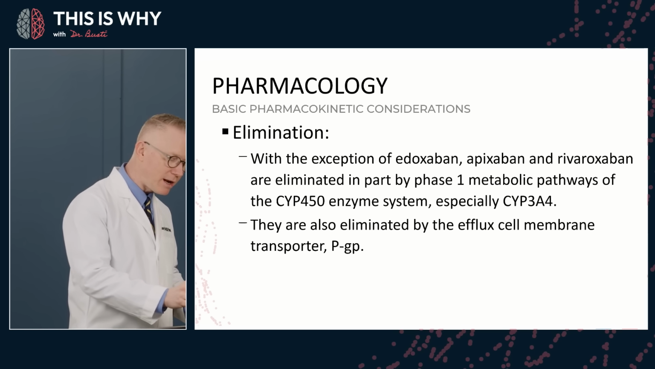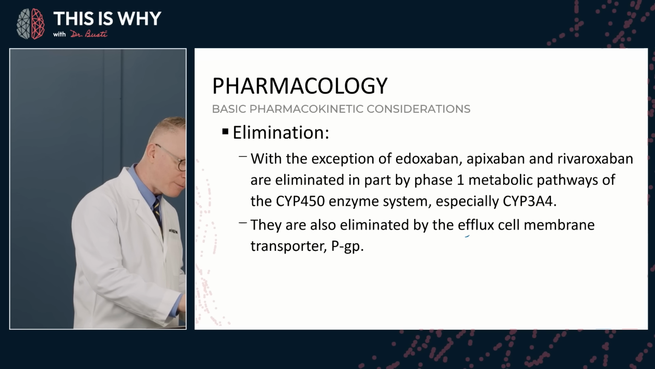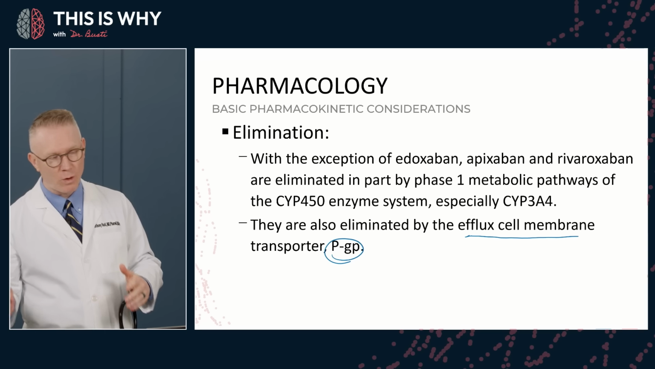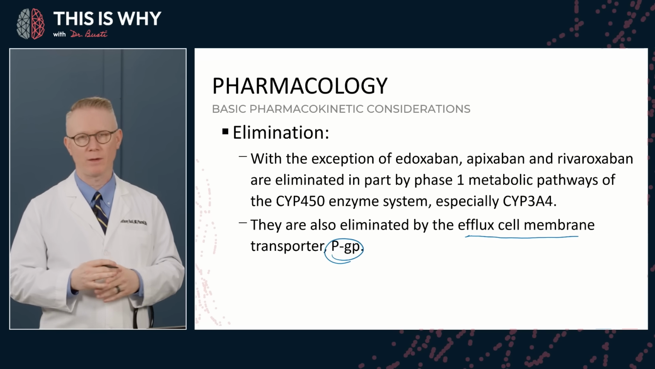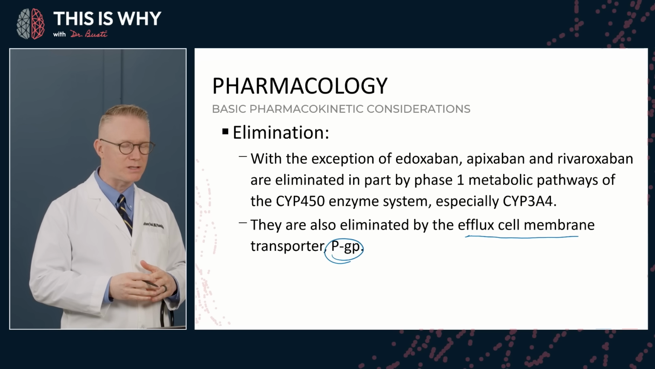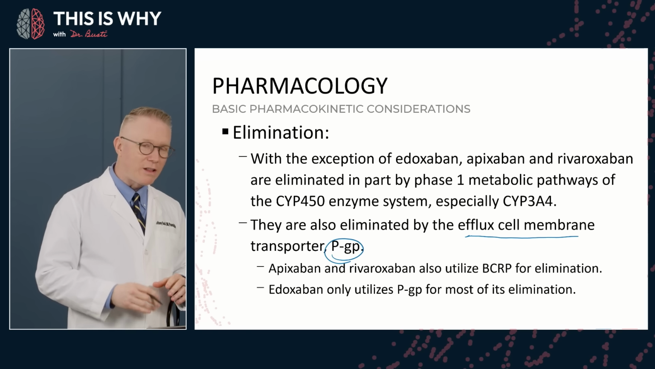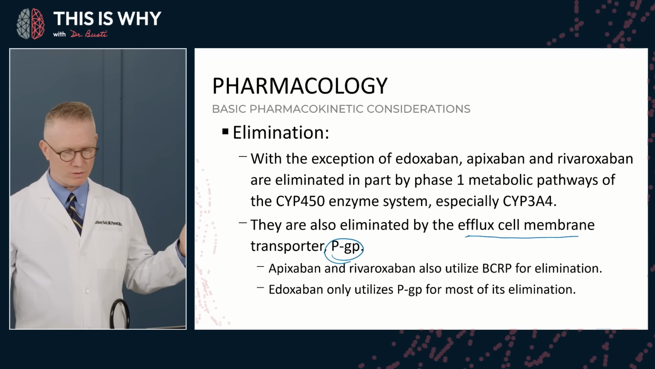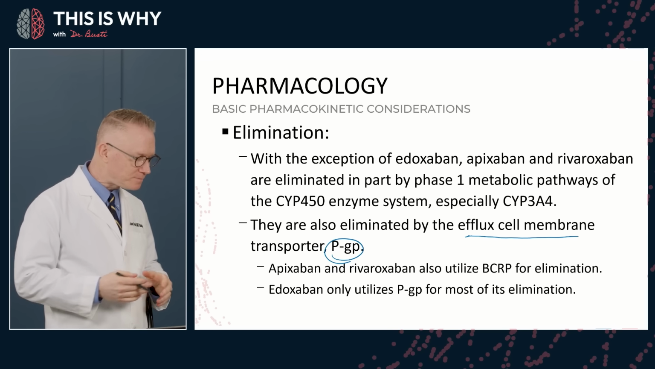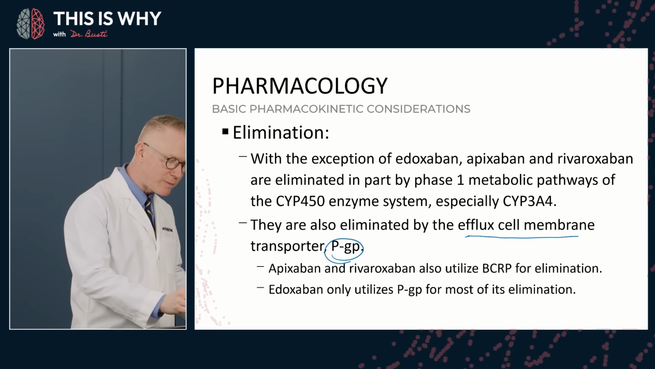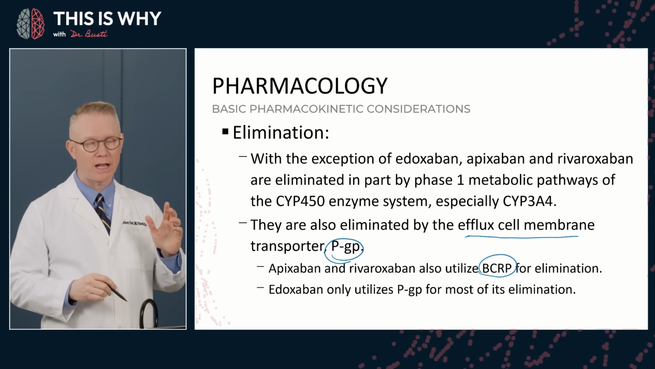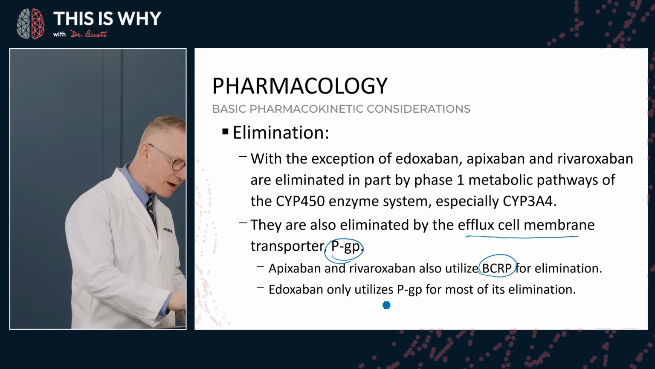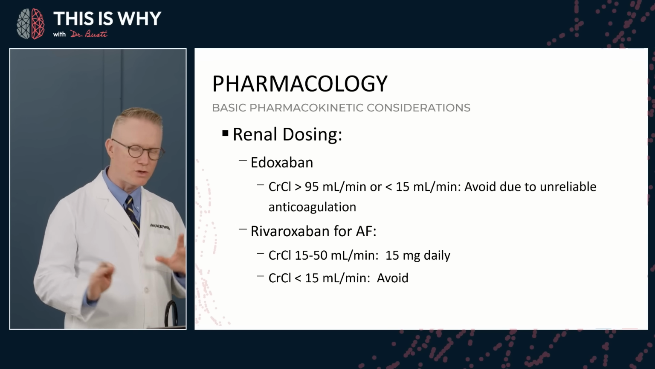They are also eliminated by the efflux cell membrane transporter P-glycoprotein. That becomes very important because drugs that inhibit 3A4 a lot of times will also inhibit P-glycoprotein. So the risk of drug interactions is still relevant, even though these are good comparative agents and alternatives to warfarin. Apixaban and Rivaroxaban also use BCRP, which is another efflux cell membrane transporter, for elimination. And Edoxaban only primarily uses P-glycoprotein. Those are just some nuances.